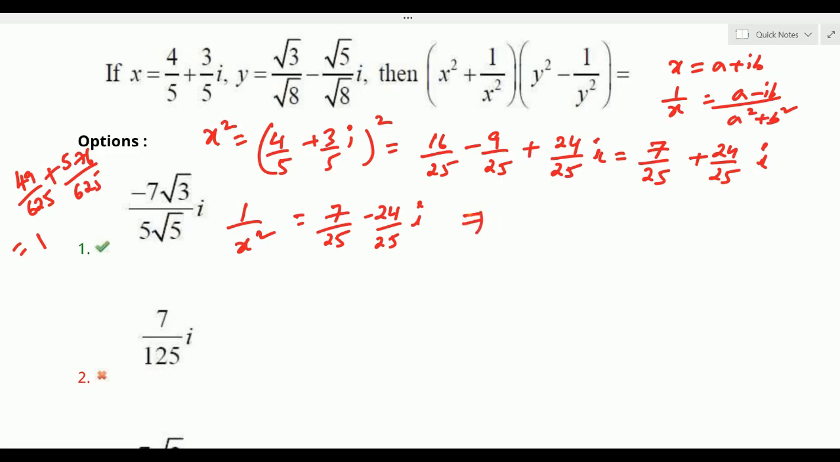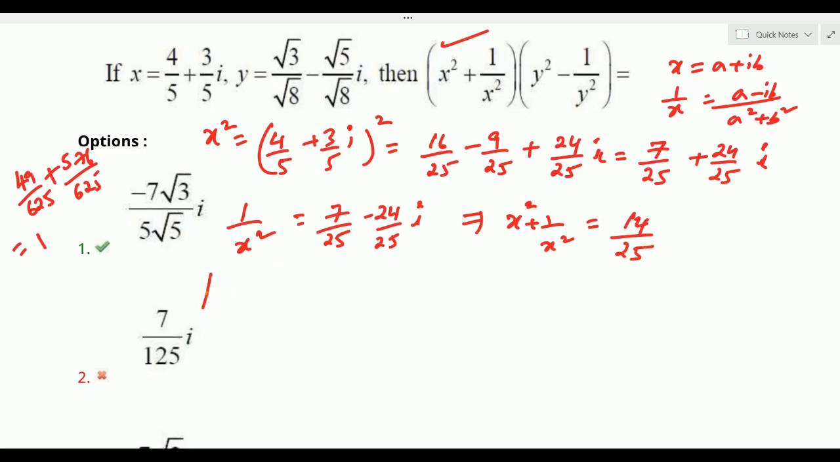Now the result asked is x square plus 1 by x square, so by adding both of them, x square plus 1 by x square becomes, the imaginary parts get cancelled, and the real part becomes 2 times 7, that is 14 by 25. This is x square plus 1 by x square.